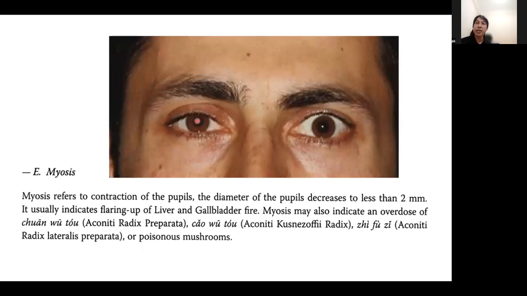Letter E, you can see in the picture, this is miosis. Miosis refers to contraction of pupils. The diameter of the pupils decreases to less than 2 millimeters. It usually indicates flaring up of liver and gallbladder fire. Miosis may also indicate an overdose, or poisonous mushrooms.